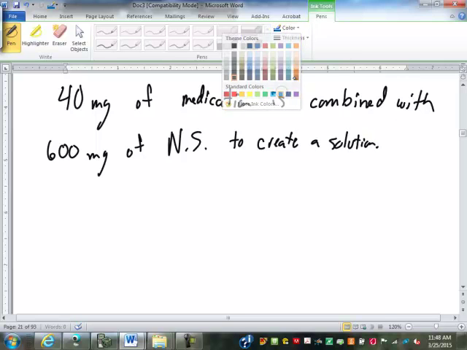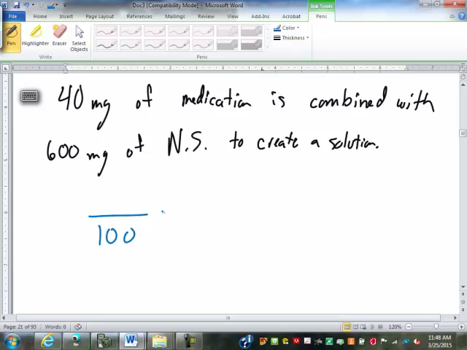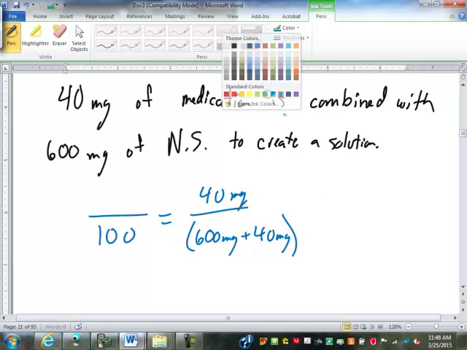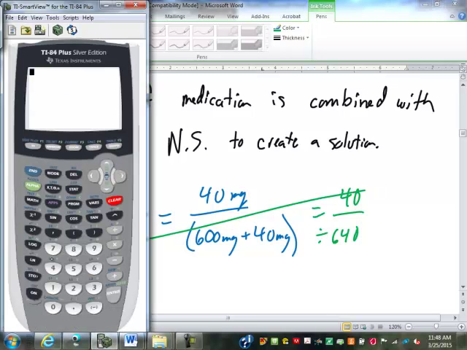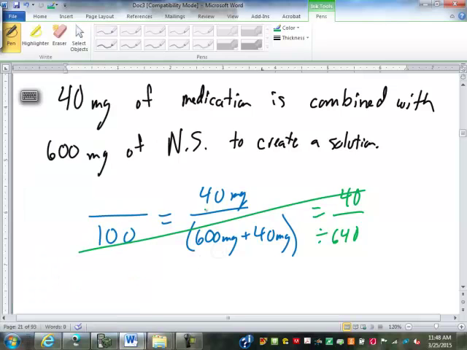If we're looking for the concentration of this solution, again, our concentration is a percent. This is going to be 40 milligrams over, on the bottom, the 600 milligrams of saline plus the 40 milligrams of the medication. So that's going to be 40 over 640. We'll cross multiply and divide. 100 times 40 divided by 640 is going to give us 0.0625, so 6.25%. So that is a 6.25% concentration.